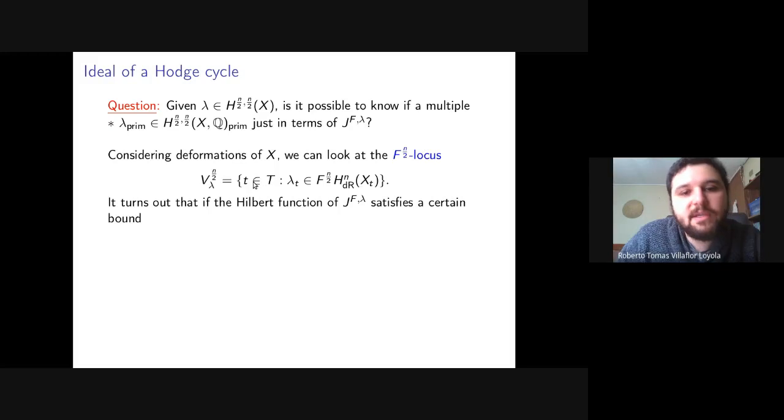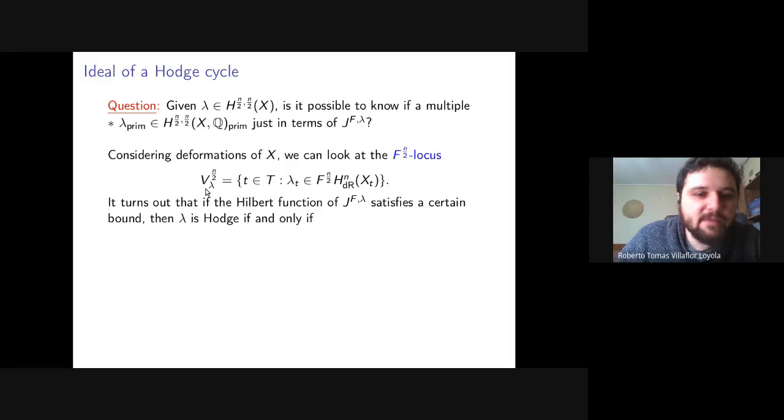And inside this space, we can look at the deformation of the class lambda, right? By deformation, I mean the monodromy. So we will look at the locus of deformation where the deformed cycle is still in the middle part of the Hodge filtration of the deformed hypersurface, right? This will give us an analytic subvariety of the whole parameter space. And what we can do now is to keep track of the Hilbert function of this associated Artin-Gorenstein ideal, but looking at the Hilbert function along the deformation, along this Fn/2 locus.